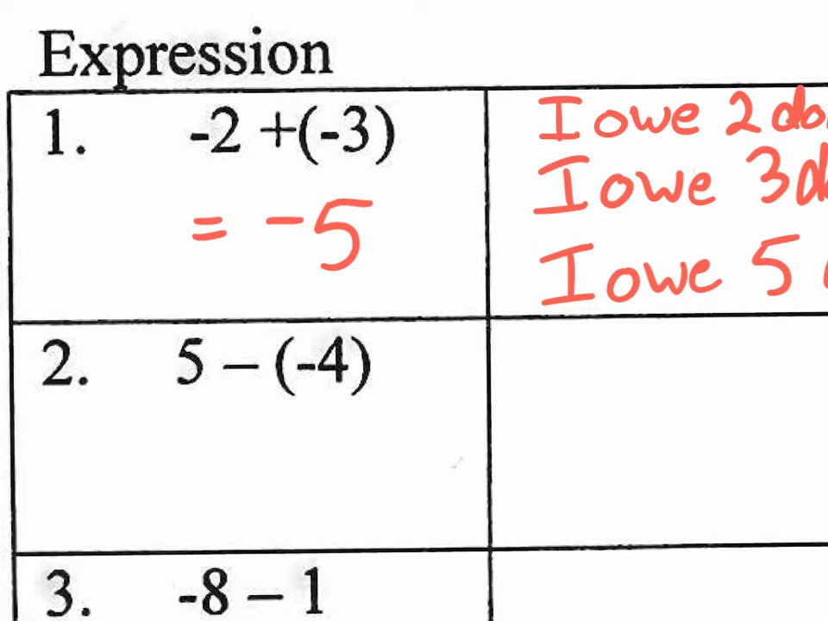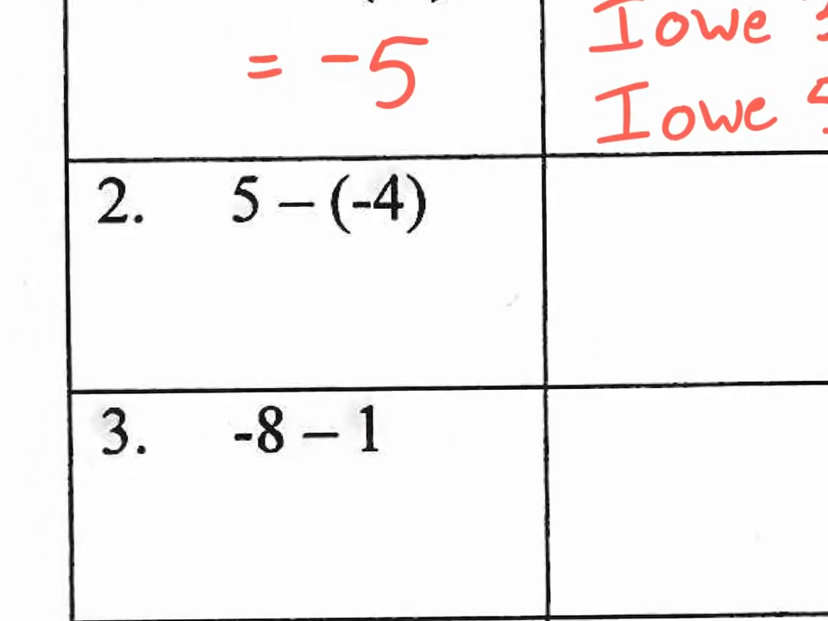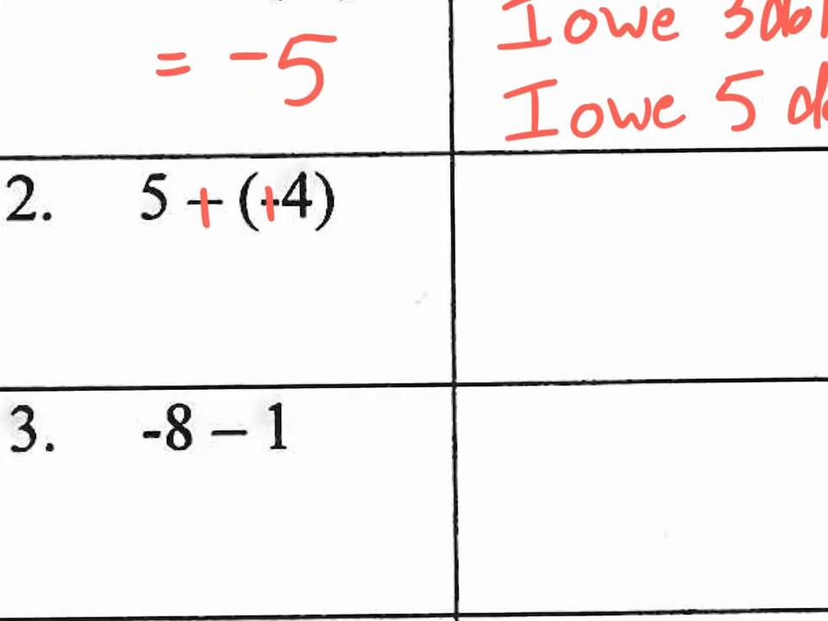Okay? Now, what must we do with number 2 before thinking of money? Add or change it to plus. Yeah, so we are going to add them. Perfect. So minus change to plus. And now we really do have a +5. What does +5 mean? I have. So I have $5.